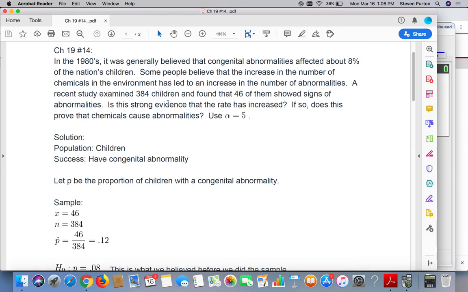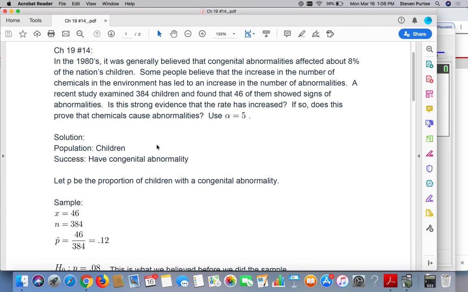Did we just prove that these abnormalities are caused by chemicals? First off, that's silly. Everything is a chemical. Water is a chemical. Everything that you've ever touched in your life is a chemical. Secondly, nothing we did here had anything to do with cause and effect. All we found is that there's evidence that the rate has increased. It doesn't say why. Any question that asks you, did you prove something causes something? The answer is always no.